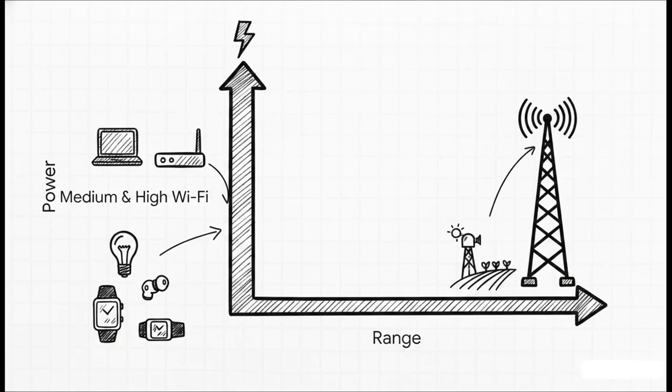Look over to the far right and you find long range and low power protocols, like LoRa, which can reach up to 5 kilometers but sip just 10 milliwatts of power. And finally, up at the top right, long range and high power. That's LTE, giving you those massive data rates across huge distances, but as you'd guess, at a tremendous energy cost.